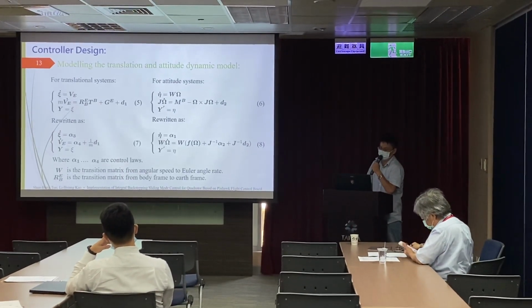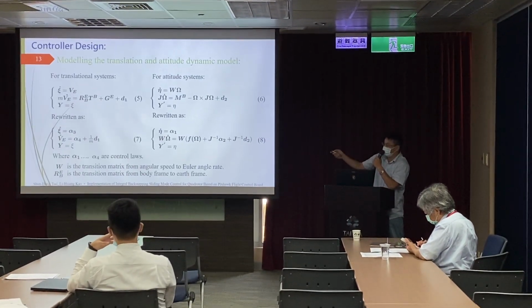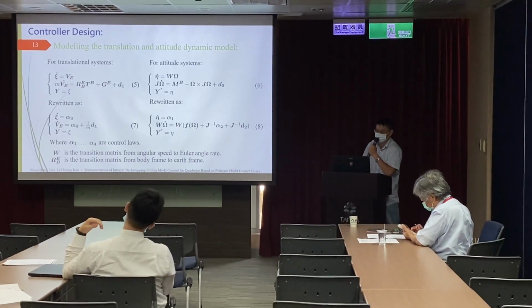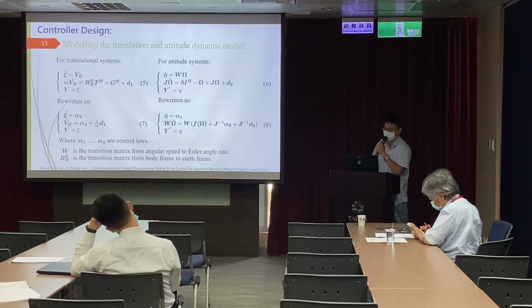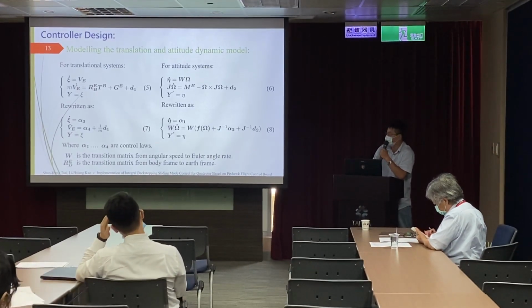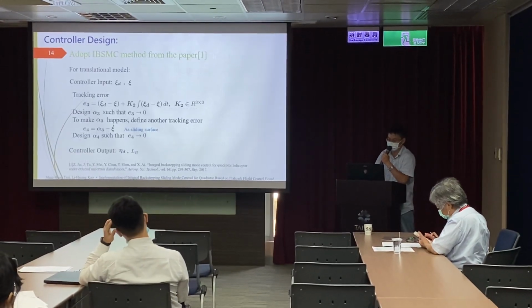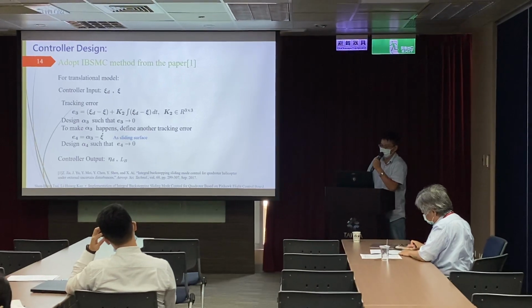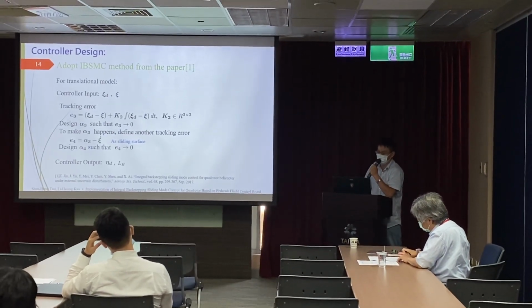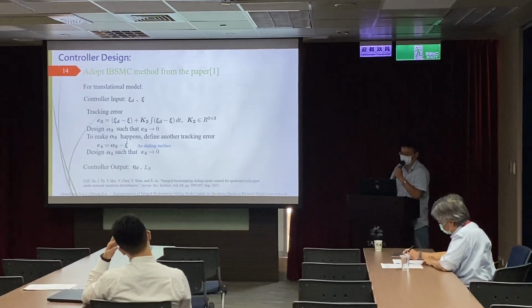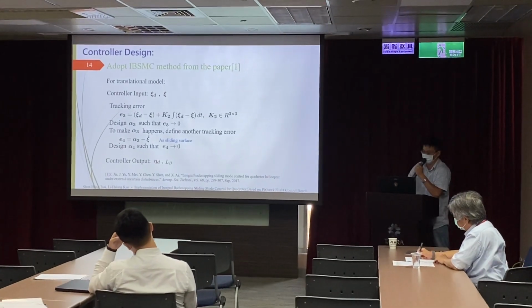For 2-order nonlinear systems like translational and attitude dynamics, we define alpha 1, alpha 2, alpha 3 and alpha 4 to rewrite equation 5 and 6 into equation 7 and 8. For the translational IBSMC, the input is the position tracking error, and the output is the desired attitude to the attitude controller and the lifting force to the model.